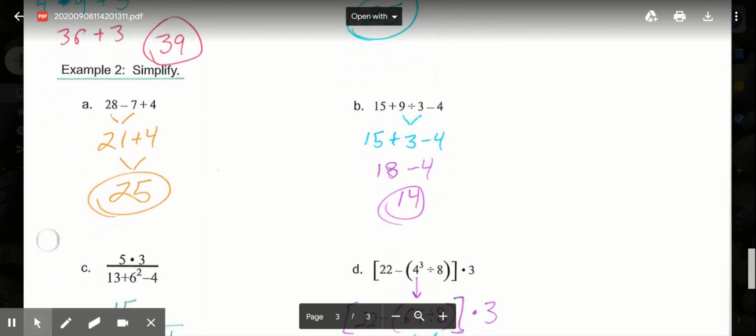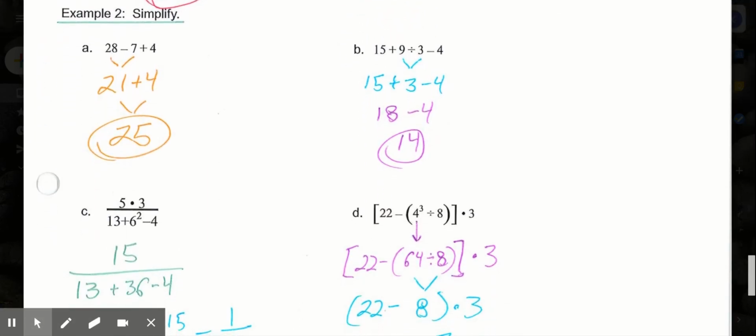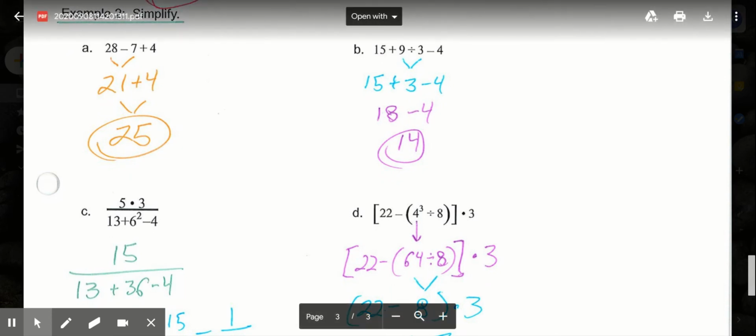Moving down, example 2, part A. We're just simplifying. All addition or subtraction, so we use the left to right rule. 28 minus 7 is 21. 21 plus 4 is 25.